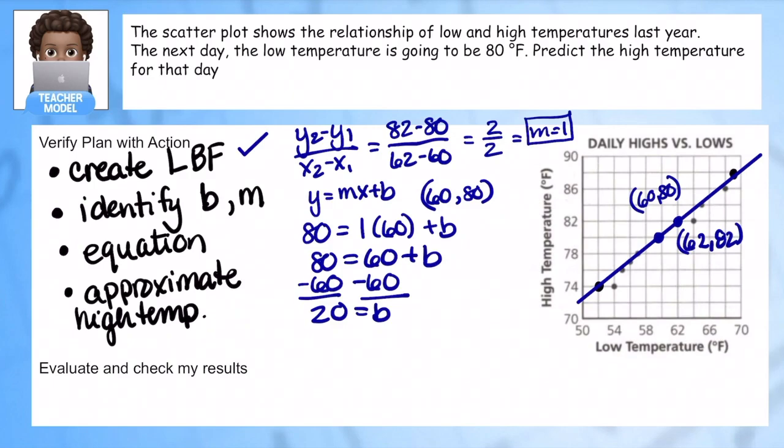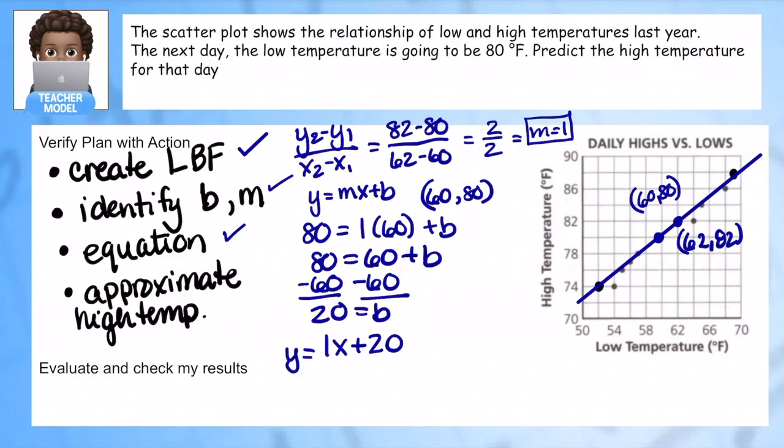Okay, that is really helpful for us. So now we have an equation. We have y is equal to 1x plus 20 with this equation. So there we go. We did that part. Now we have an equation.